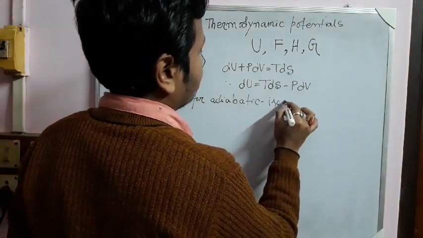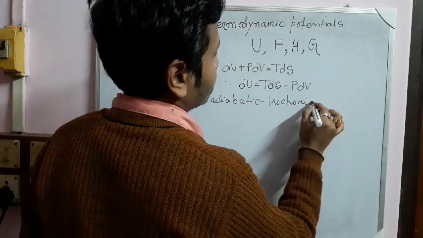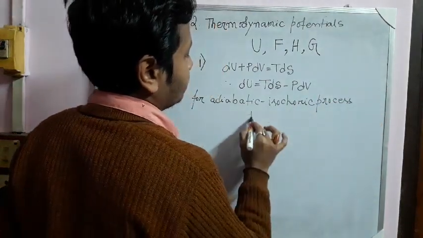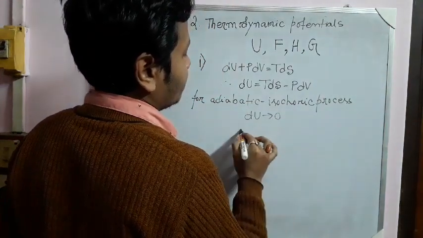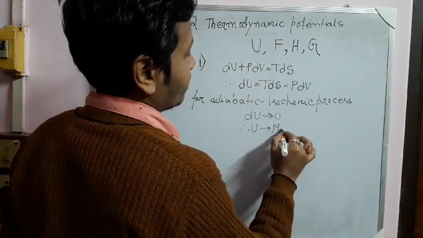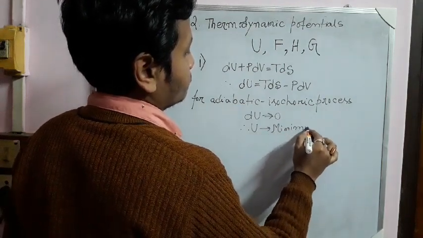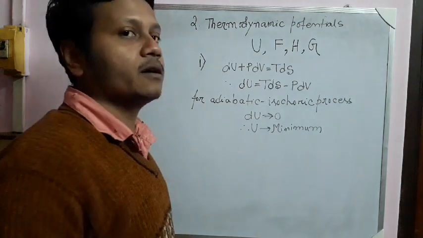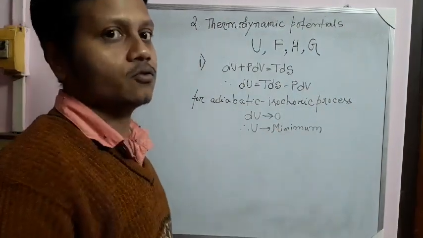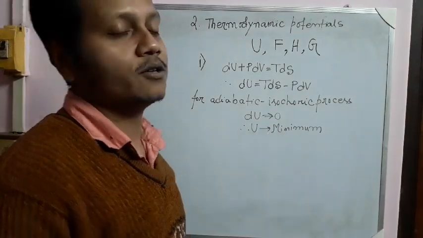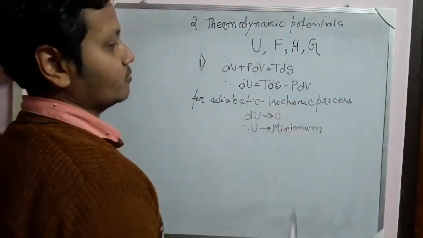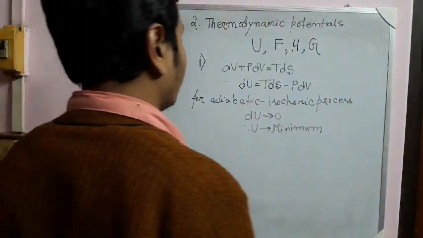For the adiabatic isochoric process, what happens? dU becomes 0. That means dU is 0, so U tends to a minimum. So under a certain condition, when we assume the process to be adiabatic isochoric, the internal energy of a system tends to a minimum value.